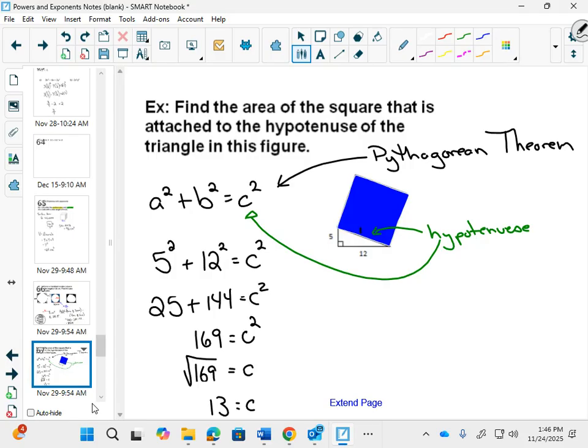So then this side is 13, and the area of a square is length times width. 13 times 13, the area of that square will be 169. There's no units in this one, so I can just circle that as my final answer.